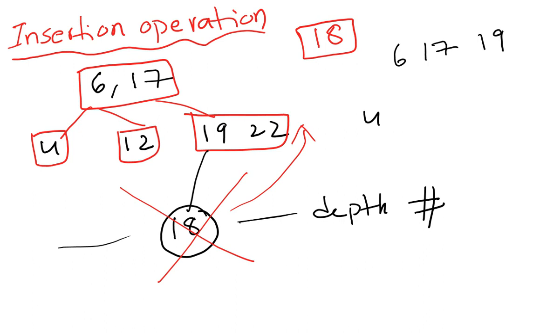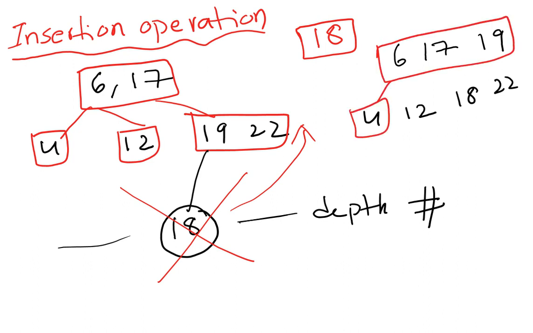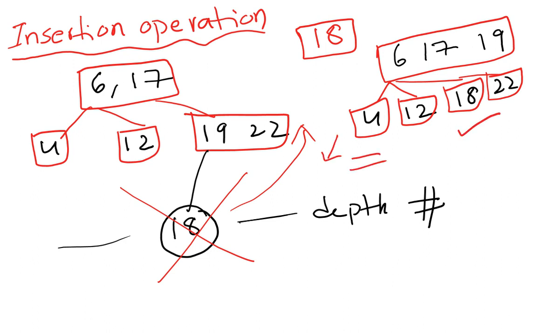Then 4, I leave the same. 12, I will take to the left side, and 20 this. Individual. Now take this one. This can be done. Yes. Now if you see here, the element was inserted. The depth is balanced, so this can be a B tree.